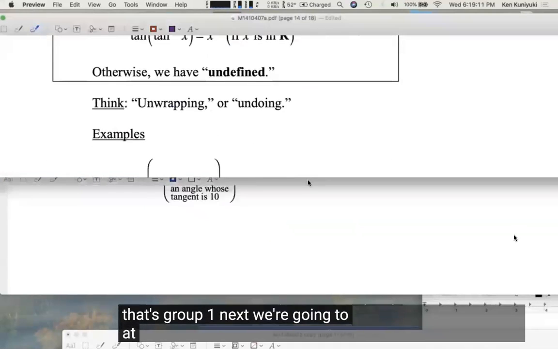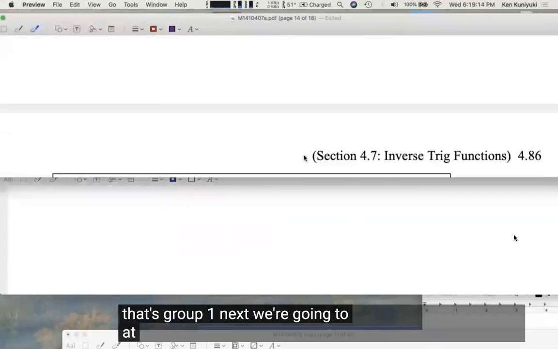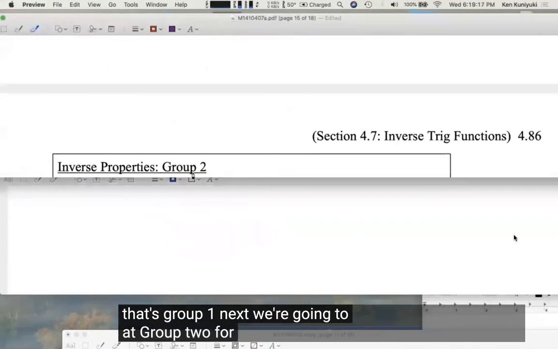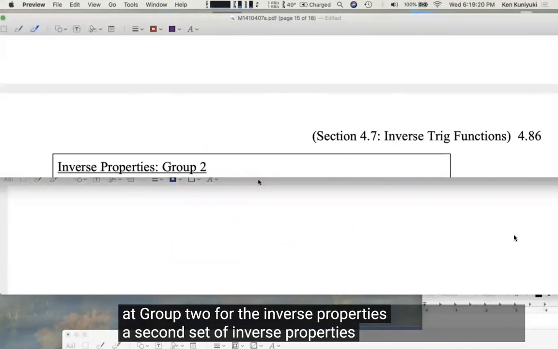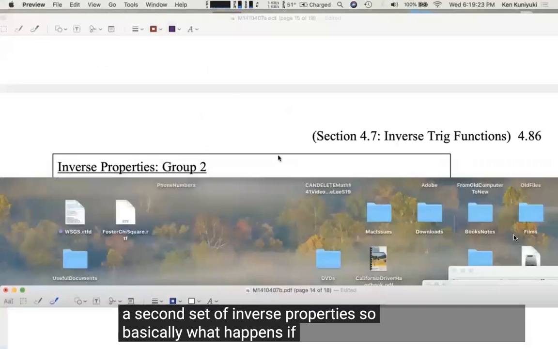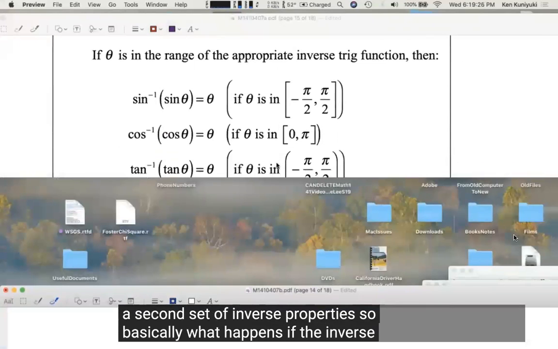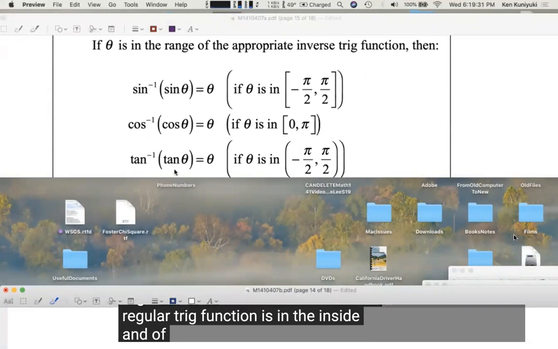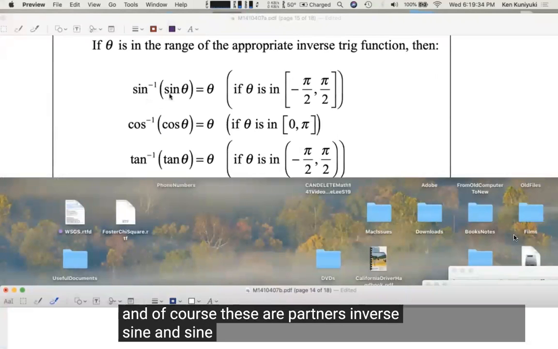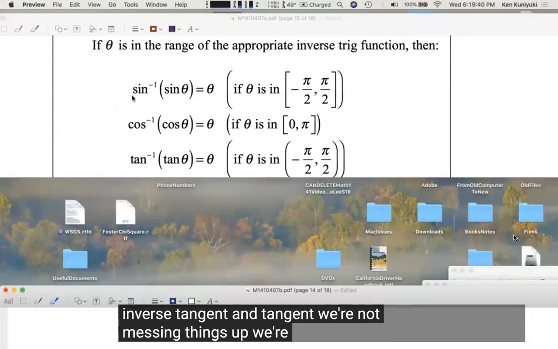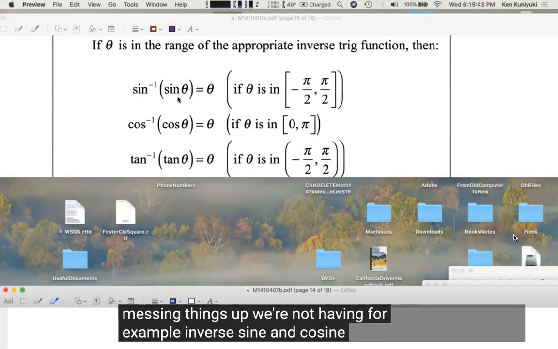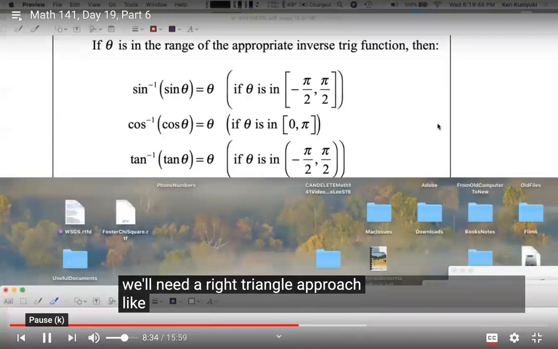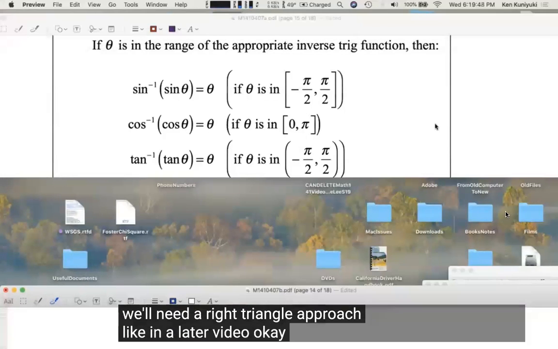Next, we're going to look at group 2 for the inverse properties, a second set of inverse properties. So basically, what happens if the inverse trig function is on the outside and the regular trig function is in the inside? And of course, these are partners, inverse sine and sine, inverse cosine and cosine, inverse tangent and tangent. We're not mixing things up. We're not having, for example, inverse sine and cosine. Then we'll need a right triangle approach like in a later video. Actually, the right triangle approach is more for group 1 than for group 2.